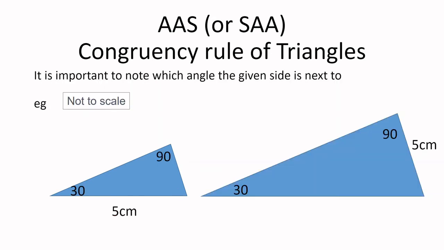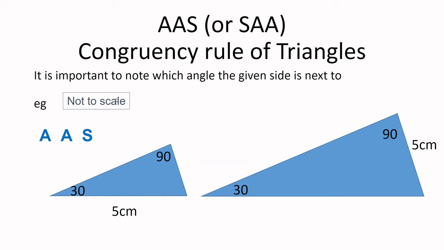If you think you can manage it, here are two triangles where I've given you two angles and a side length which is not between them. That's AAS. Are they congruent? I know what you want to say, looking at the size of them, they don't look congruent, but this is not to scale. So let's look at the given information here.